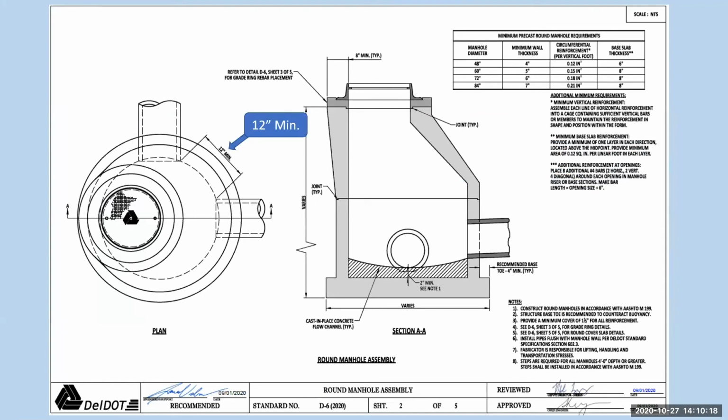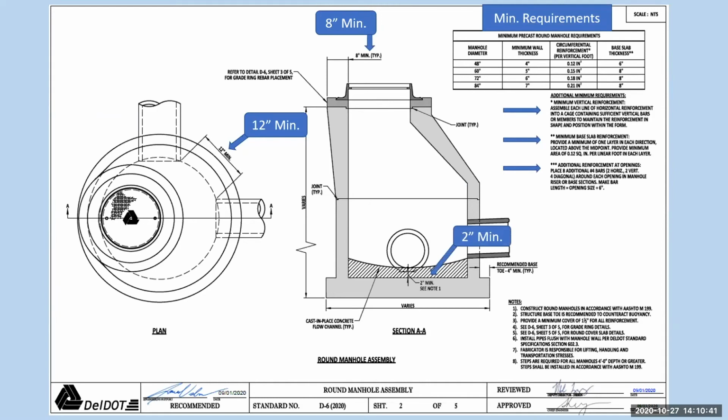This particular detail, a lot of detail was added to it. It was very plain before, so you can see we added the 12-inch minimum dimension between pipes, the 8-inch minimum. It's just adding more detail to the round manhole assembly. It was missing a lot of this. And then all the cast in place concrete flow channel.